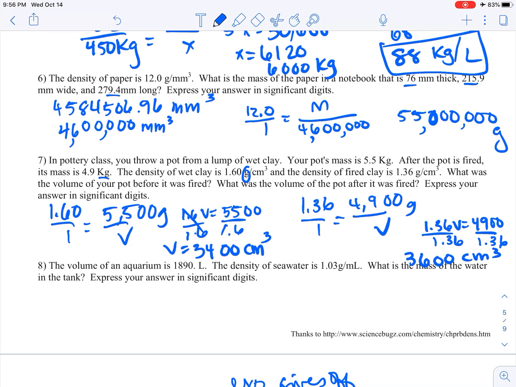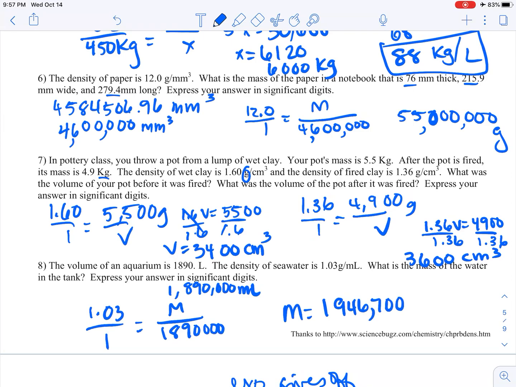The volume of an aquarium is 1890 liters. The density of seawater is given. Okay, so I need to change this to 1,890,000. So there's that change into milliliters. So the mass. So 1.03 grams per milliliter is here. It's our mass we're looking for. So we've got to multiply those two things together. 1.03 times 1,890,000.